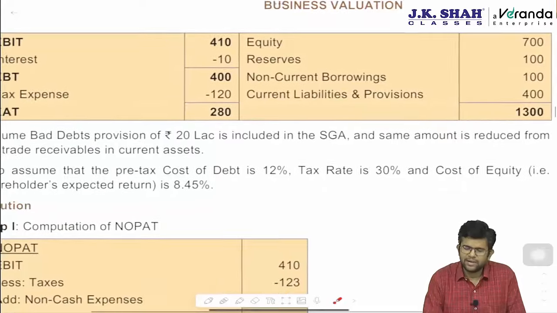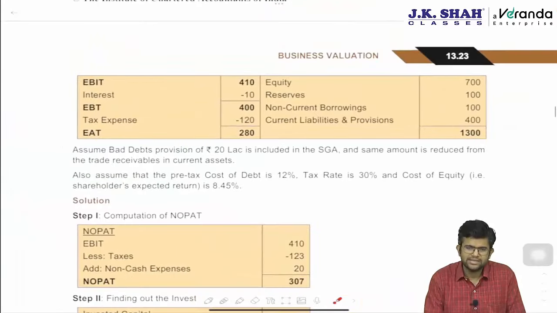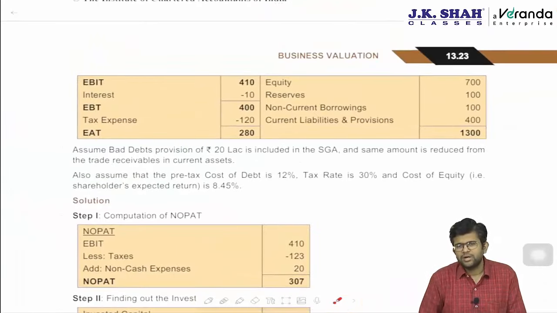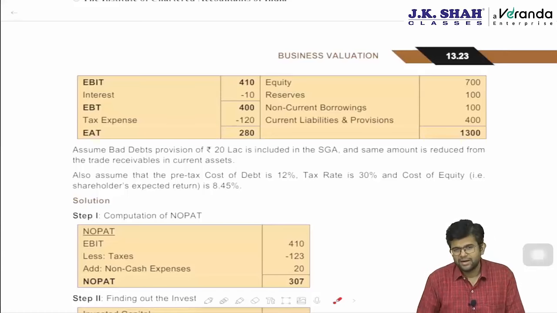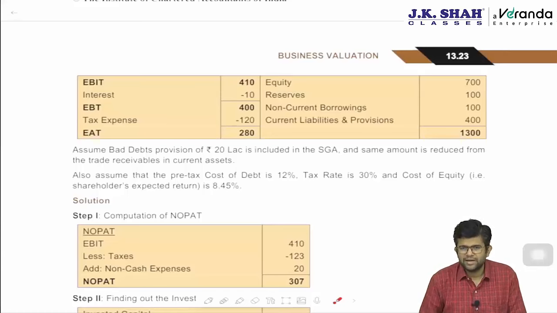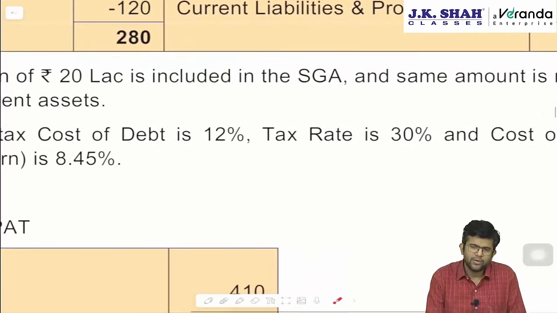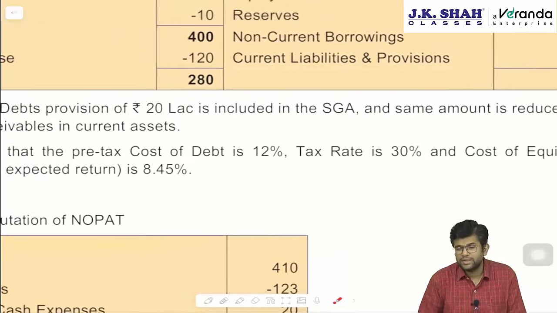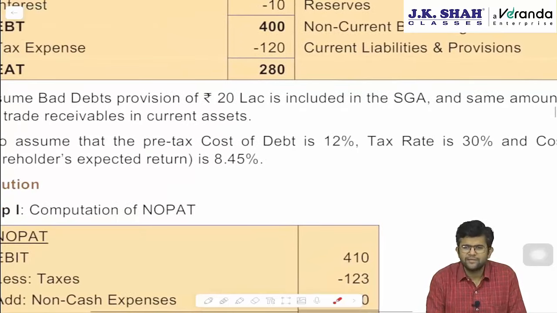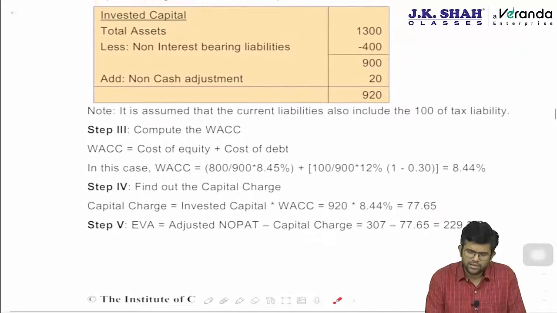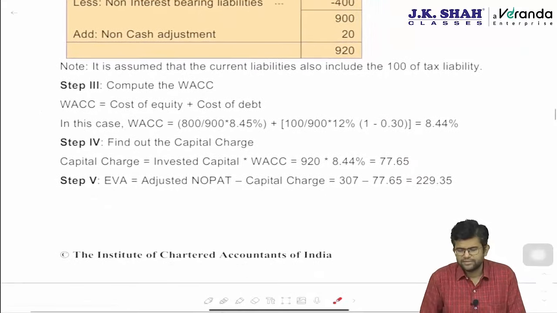And that 920, can I say, is TCE, which I now need to multiply by WACC. Everybody clear? I need to multiply by WACC. For WACC, they have given you the interest rate as 12%. 12% into 1 minus 0.3 will give you KD. And cost of equity KE is given to you as 8.45. Check their WACC please.